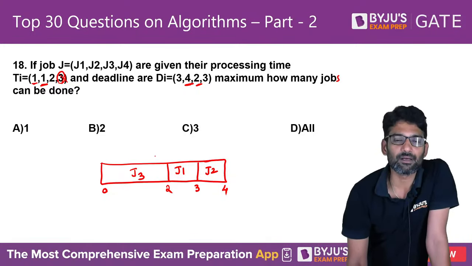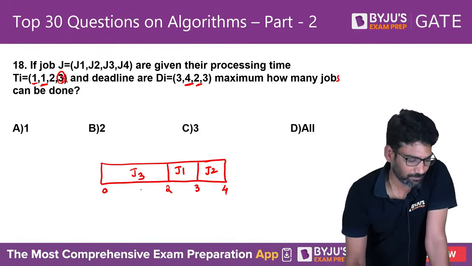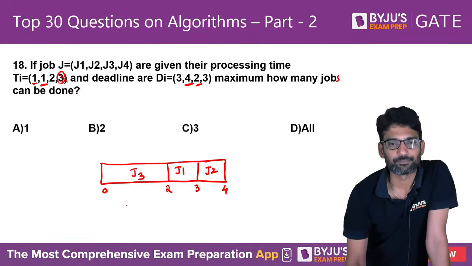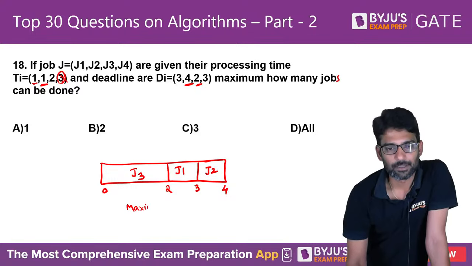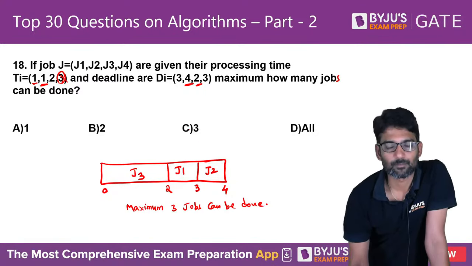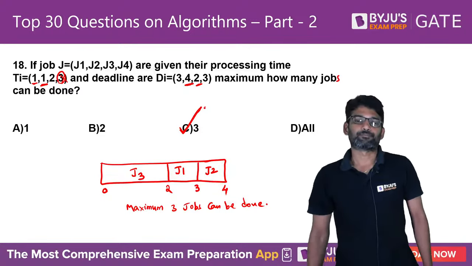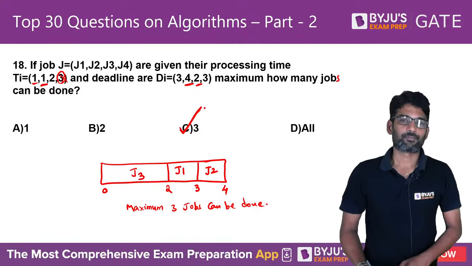So, in the given time, we can complete maximum 3 jobs. So, maximum 3 jobs can be done. So, the right answer is option C. Okay.